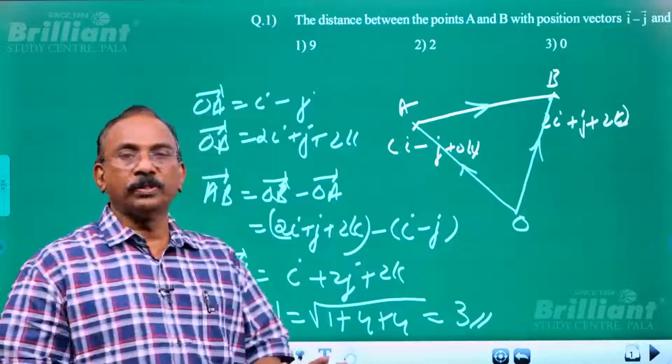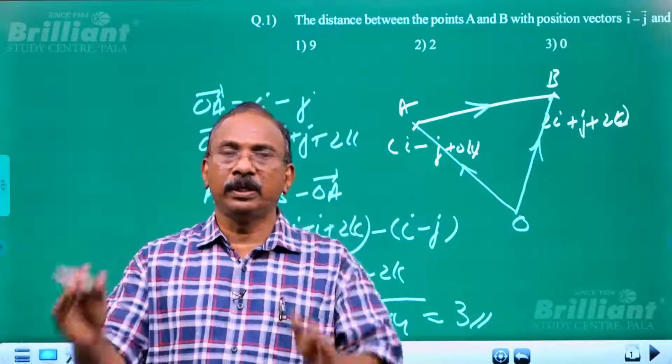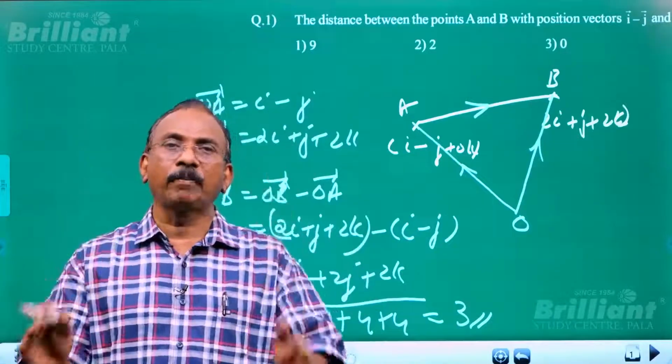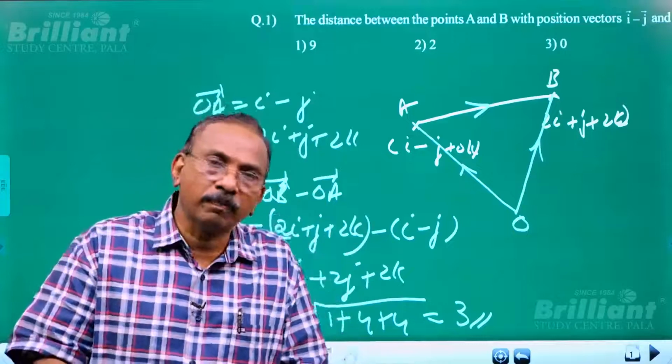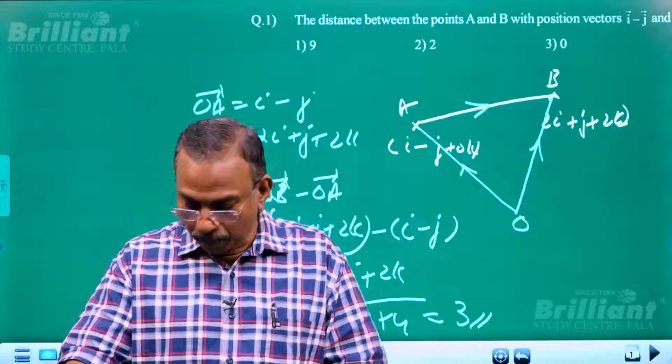So if two position vectors are given, then OB minus OA will give the distance vector. Then you can find the magnitude as the root of a square plus b square plus c square, which will provide option 4. It's a very simple problem.